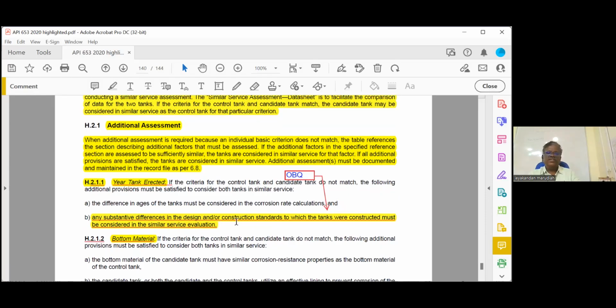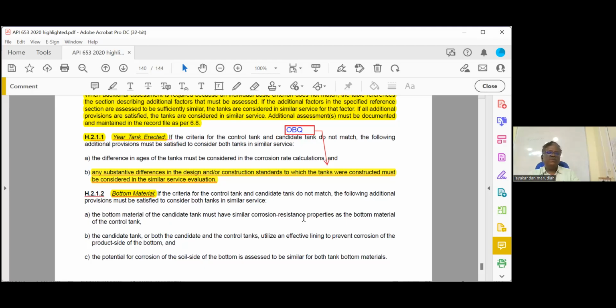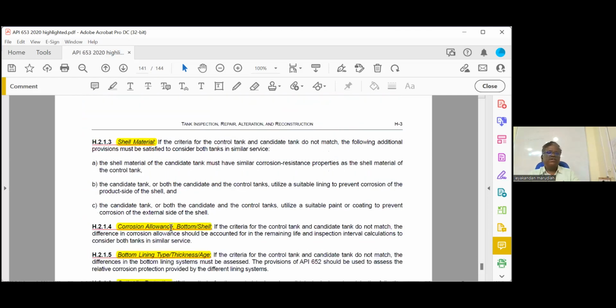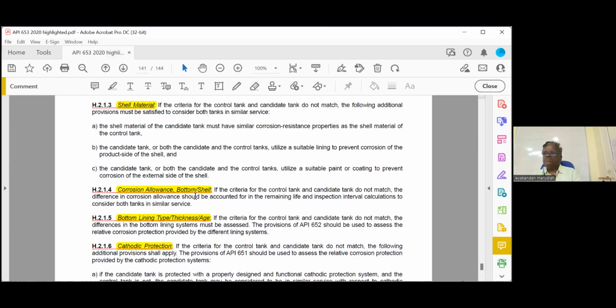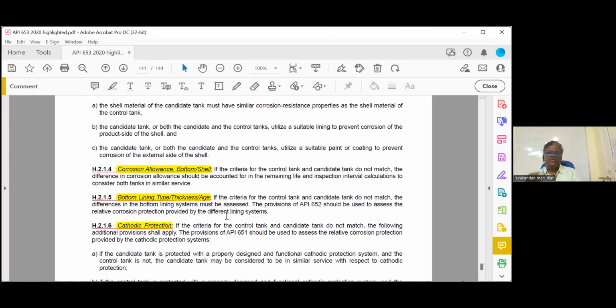Any substantive difference in the design and construction standard by which the tanks were erected must be considered in the similar service assessment. That is open to question. Then H2.1.2 bottom material. Then H2.1.3 shell material. H2.1.4 corrosion allowance. Yeah, please write this. H2.1.5 bottom lining thickness age. H2.1.6 cathodic protection.